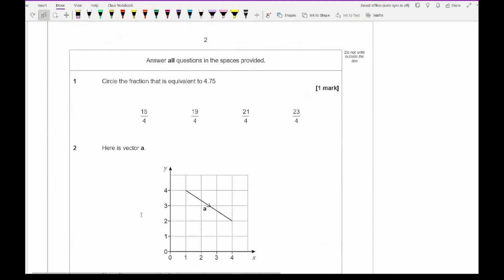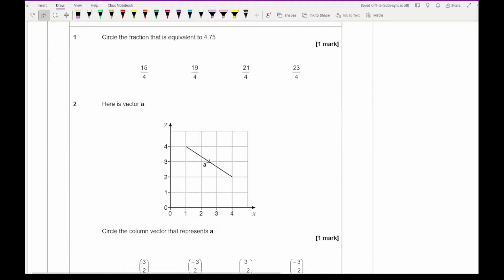So looking at question 1, it says circle the fraction that is equivalent to 4.75. Now 4.75 is 4 3/4, and if we convert that into an improper fraction, we've got 4 times 4, which is 16, plus 3, which is 19, over 4. It's going to be our second option.